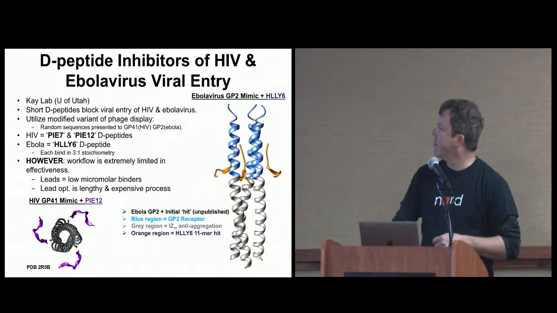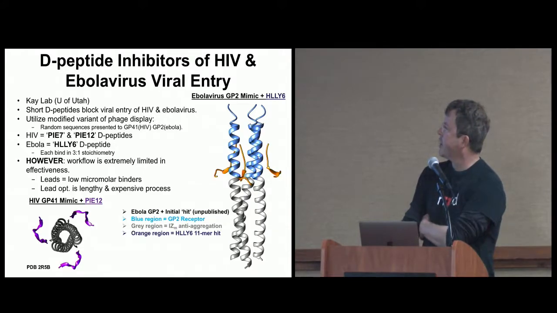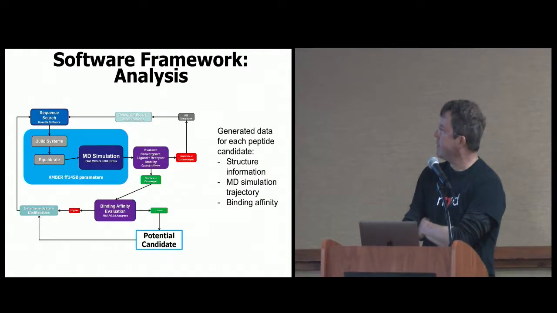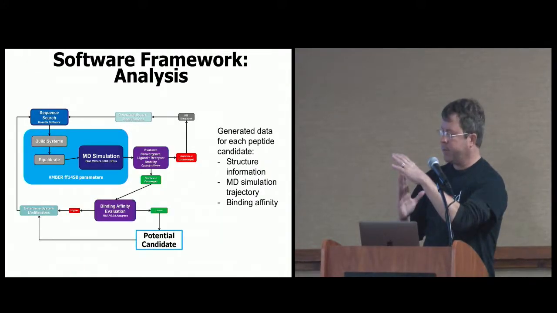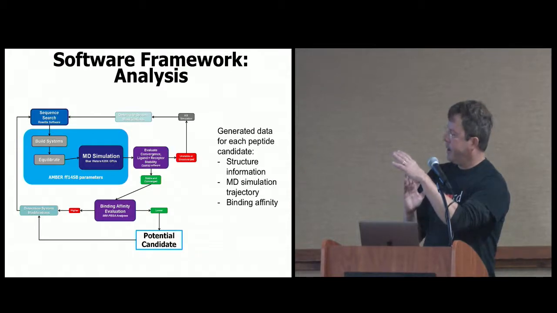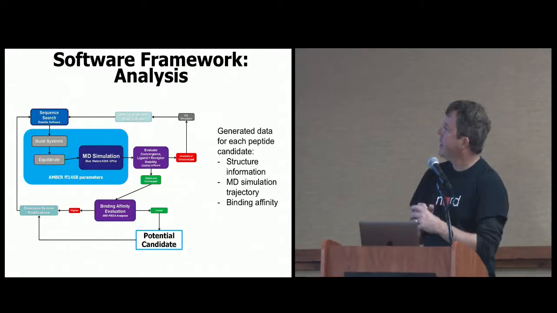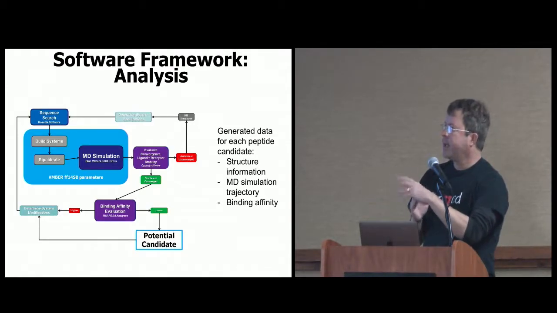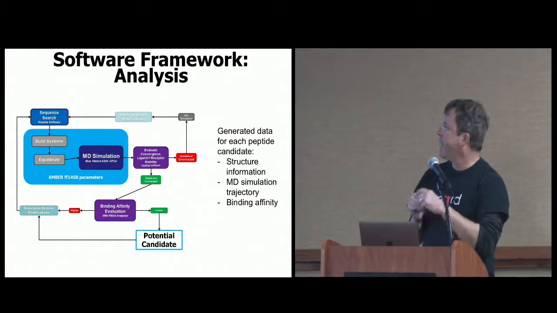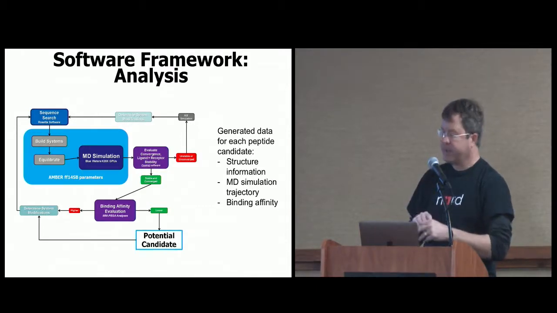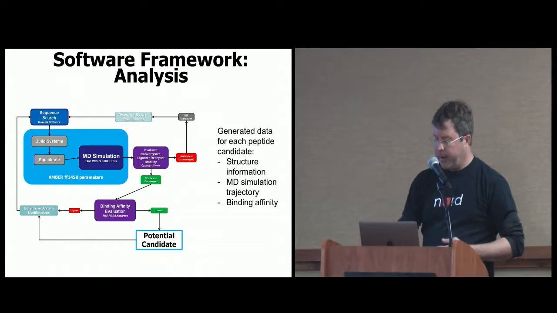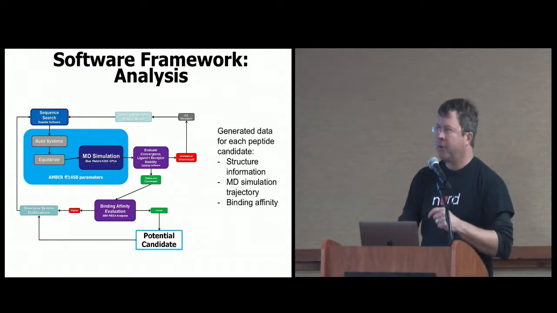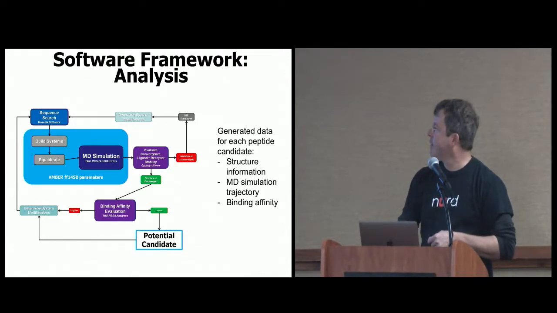I'll just mention briefly, 1 minute, on the Ebola project. Where we are with that was designing peptides from known structures that prevent viral entry, developing the software framework to build up these potential structures using Rosetta, equilibrate them, minimize them, run MD, and then do free energy analysis. And we're getting that now all automated to run within the 48-hour queue limit on Blue Waters.